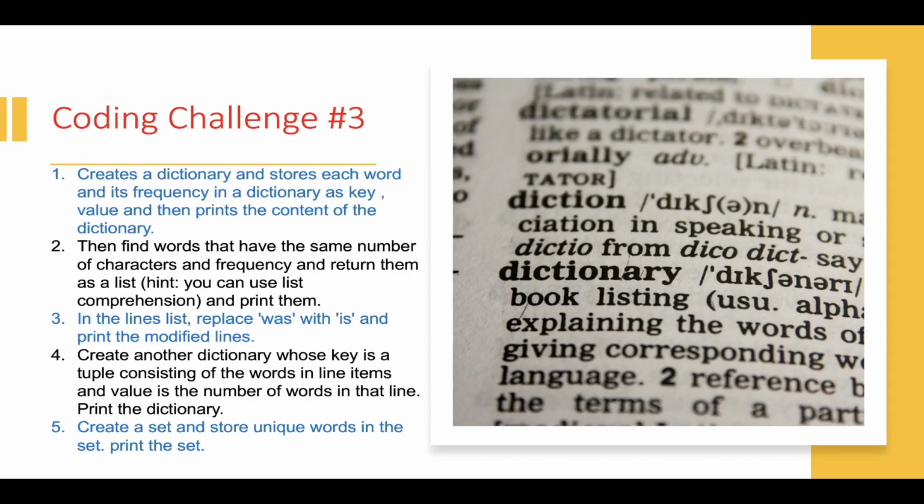Second, find words that have the same number of characters and frequency, and return them as a list. You can use list comprehension and print them. Third, in the lines list, replace "was" with "is" and print the modified lines.